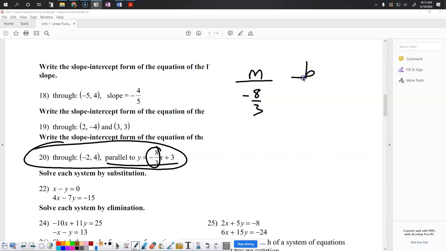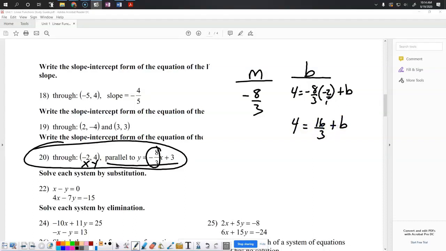Part B, to find your y-intercept, you're going to plug in the x and the y that they gave you and the slope to find the b value of the new equation that you're finding. So if we do that, we'll have 4 equals negative 8/3 times negative 2 plus b. All right. So put that over 1 and multiply straight across. The negatives cancel and you end up with 16 over 3.